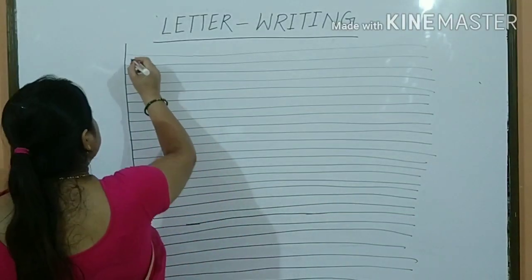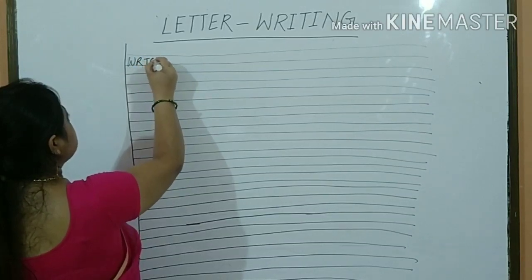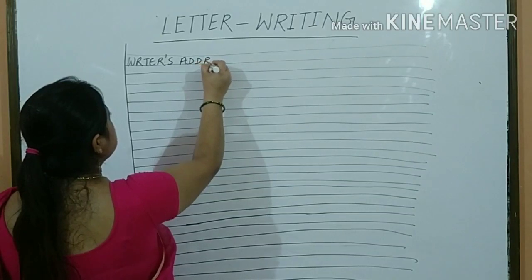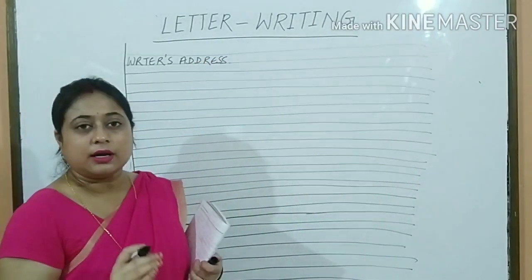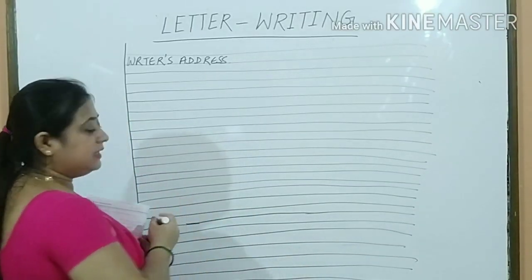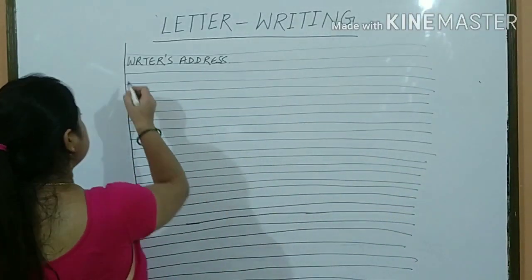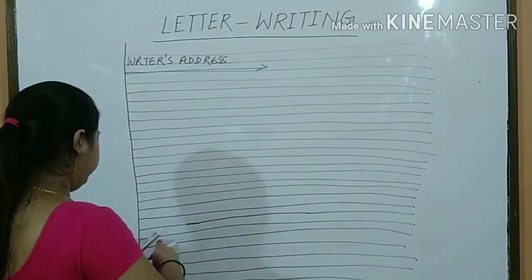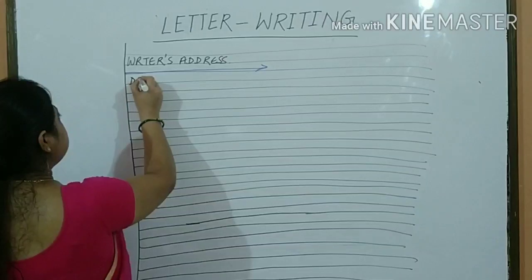First of all, we will write the writer's address. So who is the writer? That is you. So you will be writing your own address in the very first line. After that, you will be leaving a line. Leave a line. Okay. Then next, you will be writing the date.